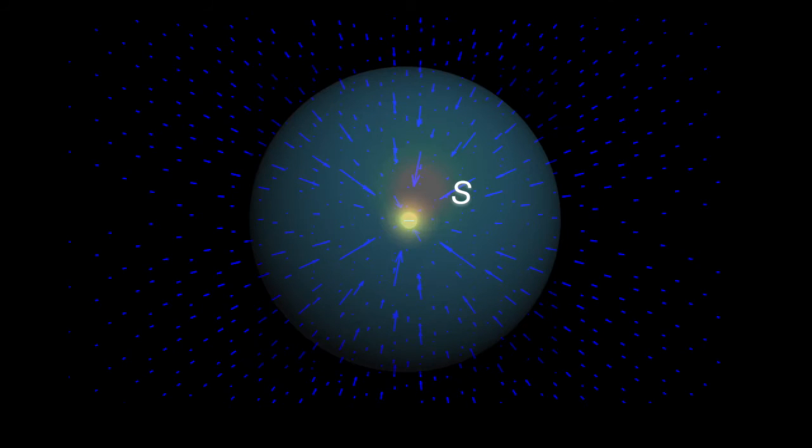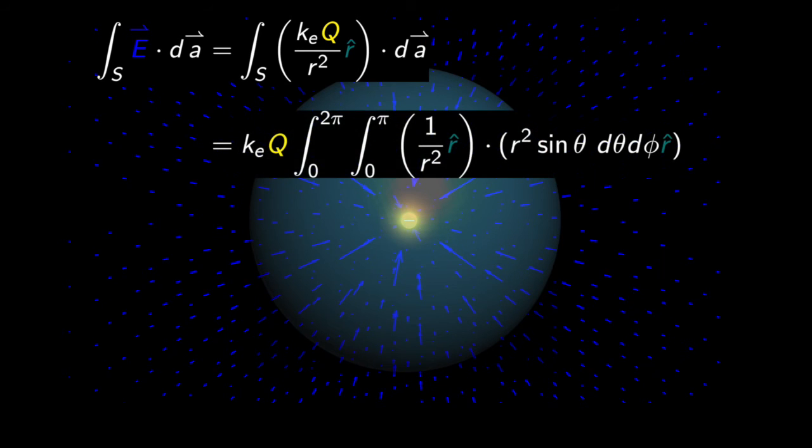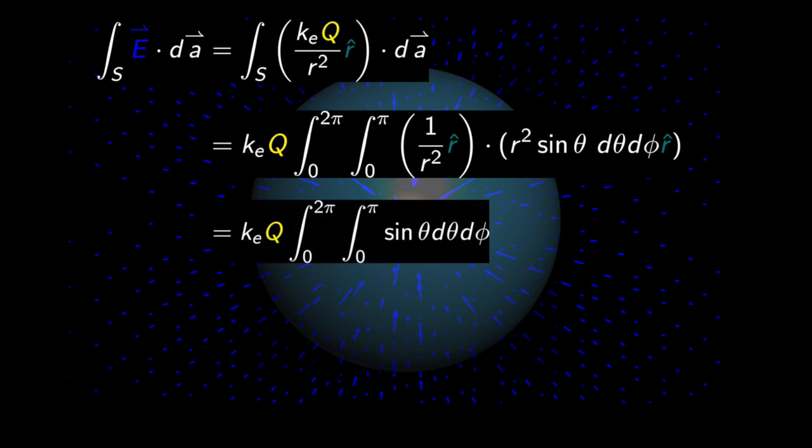Given a sphere S around our point charge Q, I want to compute the surface integral over this sphere of E. This requires choosing an orientation of the sphere, so let's make dA point outward. I can rewrite the integral in spherical coordinates and pull out the constants k_e and q. Then r hat dot r hat and 1 over r squared times r squared are both just 1, so the integral gets a lot simpler.